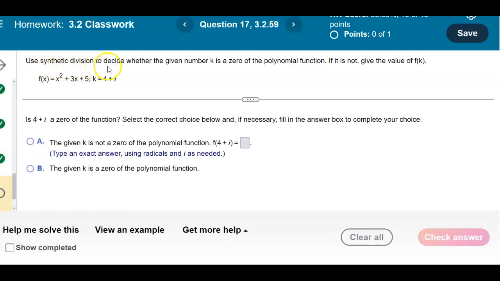Use synthetic division to decide whether the given number k is a zero of the polynomial function. If it is not, give the value of f of k, meaning the remainder. F of x is equal to x squared plus 3x plus 5, where k is equal to 4 plus i.